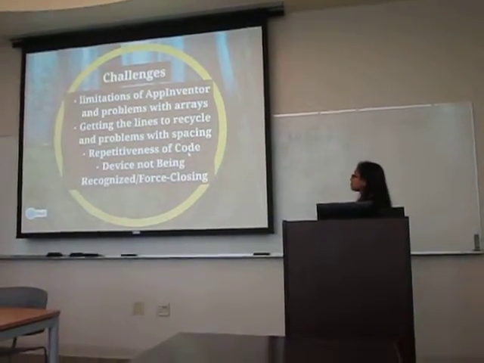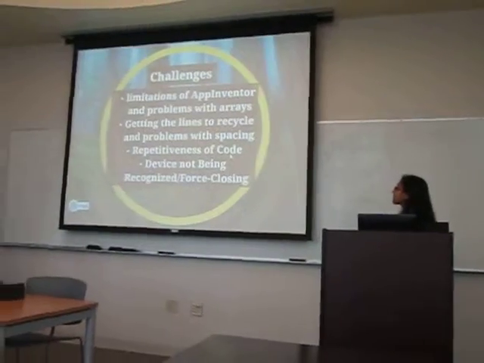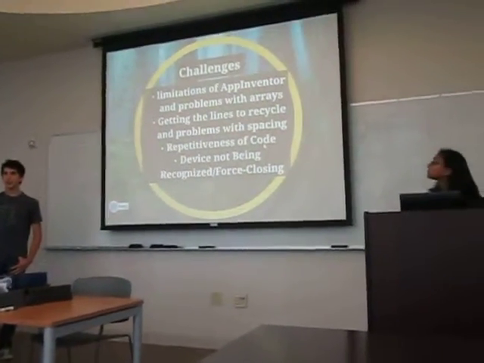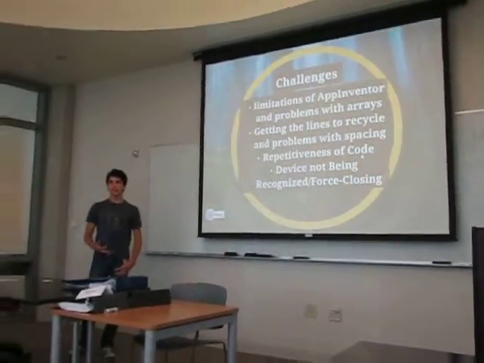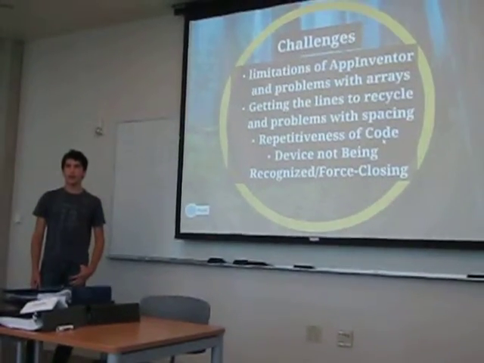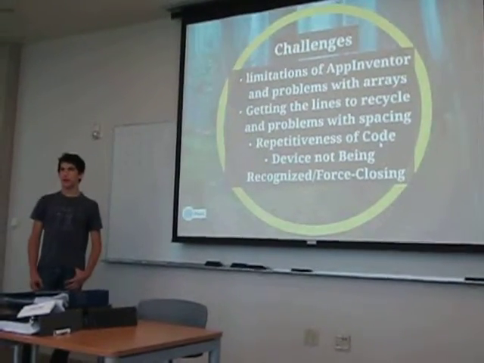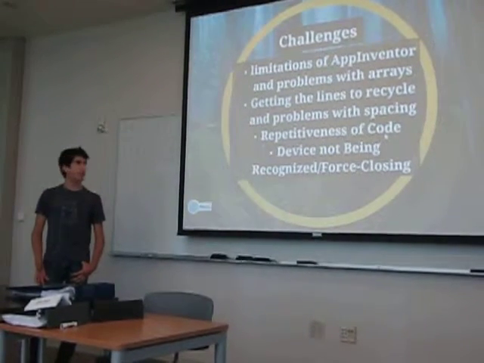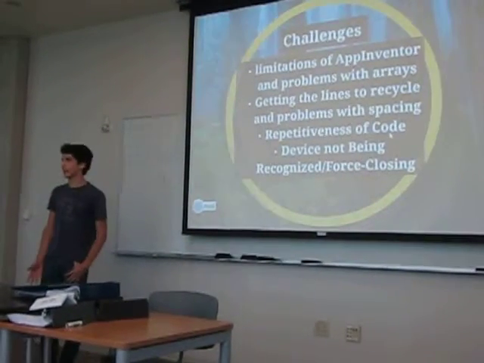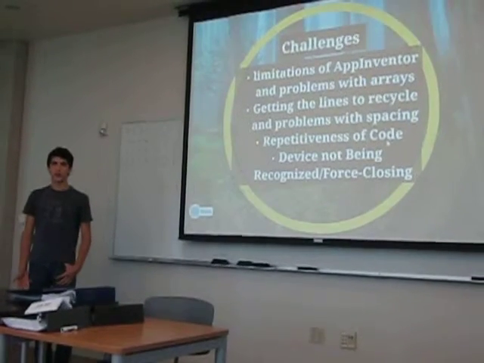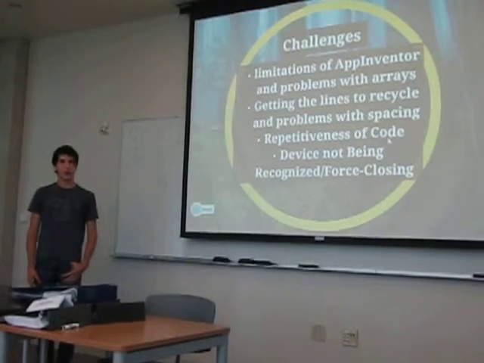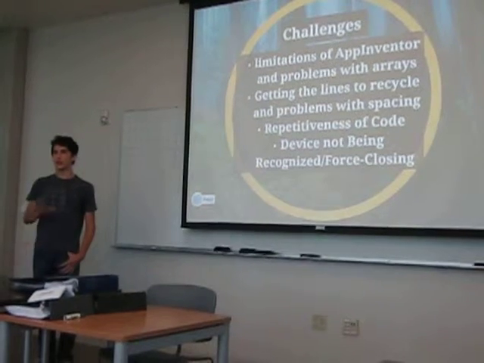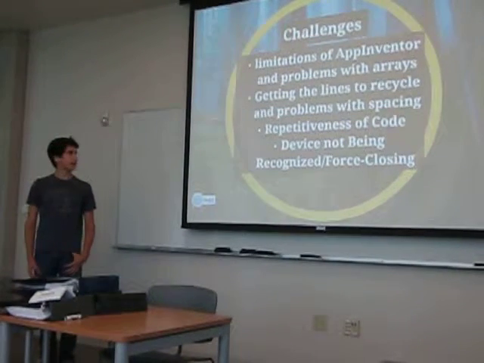One of our challenges was the limitations of AppInventor and problems with arrays. We had 6 lines, and instead of being able to put them in an array and do a for each loop to loop through all of them very concisely, AppInventor didn't really let us do that as well as we wanted to. So the code had to be very repetitive. We had to repeat all of the code for each line.